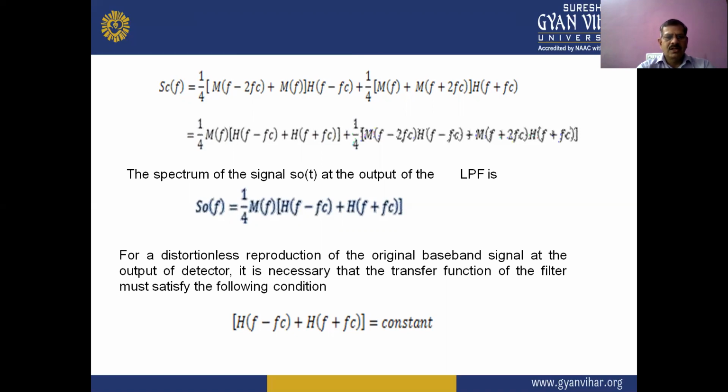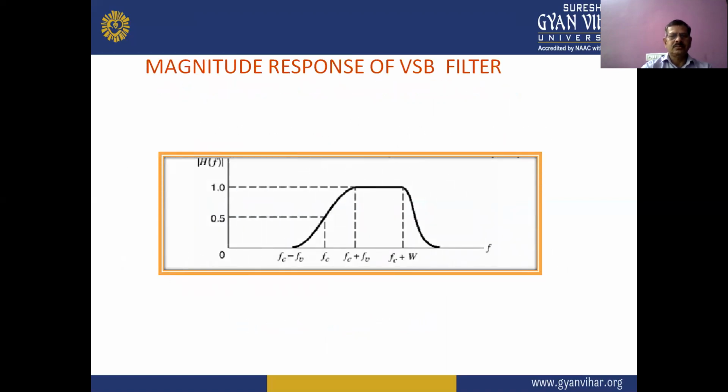For a distortion-less reproduction of the original baseband signal at the output of the detector, it is necessary that the transfer function of the filter must satisfy the following condition: H(f − f_c) + H(f + f_c) equals a constant. In this diagram, we see the representation of the magnitude response of the BSV filter, that is, the transfer function versus frequency.